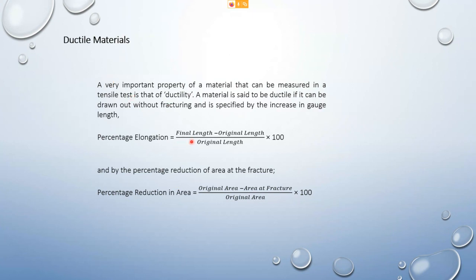For percentage elongation, you take the final length minus the original length, that means the change in length, over the original length, times 100%. If you use the percentage reduction in area method, then you have the original area minus the area at fracture, over the original area. I hope you all understand what it means.